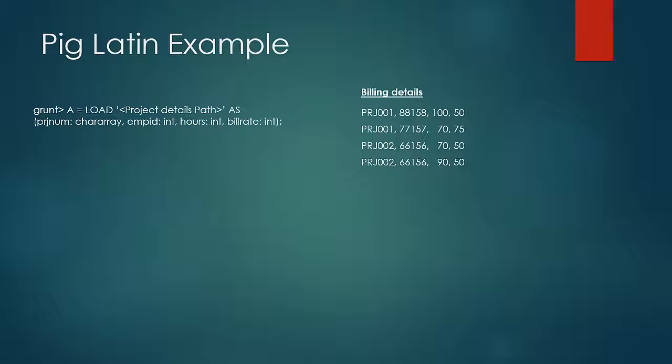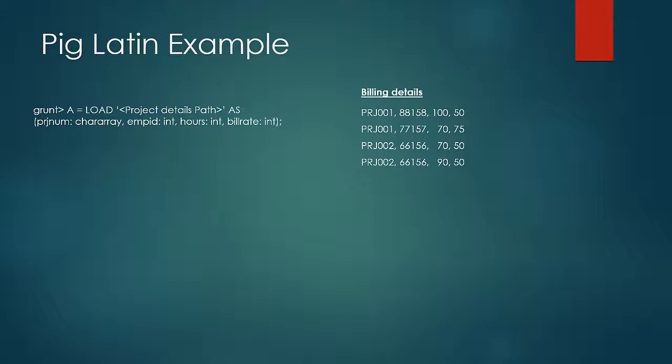Pig has its own data types and they can be used to form composite complex data types as well. So here the first column is prj_num, which is a chararray. Then empid, hours and billrate are integers. This load command loads the dataset into A. It is to be observed that Pig is a data flow language, and here you see the assignment of a dataset to a variable, and then the operation performed on the variable to get the desired result.